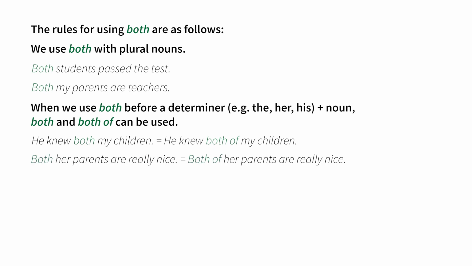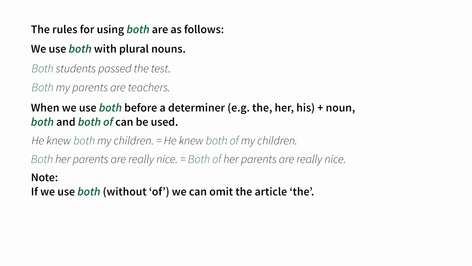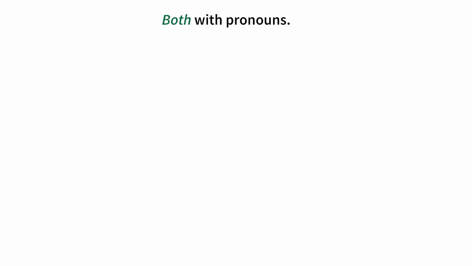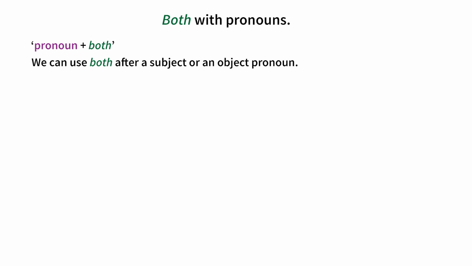Both her parents are really nice. Equals. Both of her parents are really nice. Note: if we use both without of, we can omit the article the. Both of the parents were nervous. Equals both parents were nervous. Both with pronouns. Memorize a few options for its usage. Pronoun plus both. We can use both after a subject or an object pronoun. I hope they invite us both.